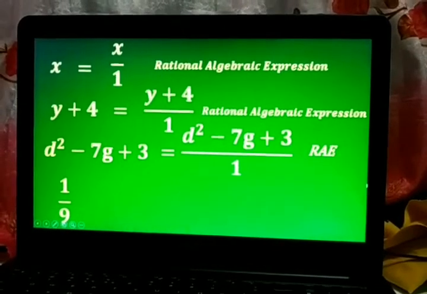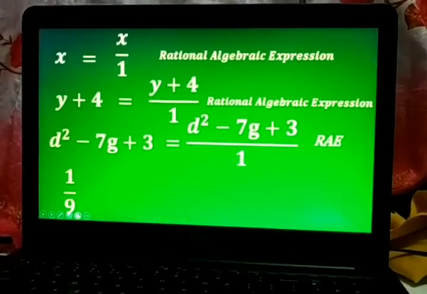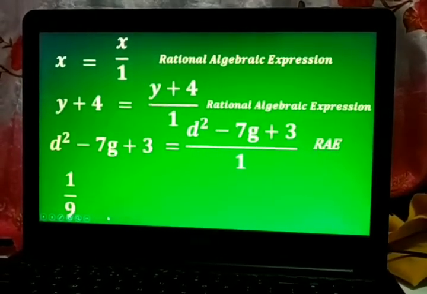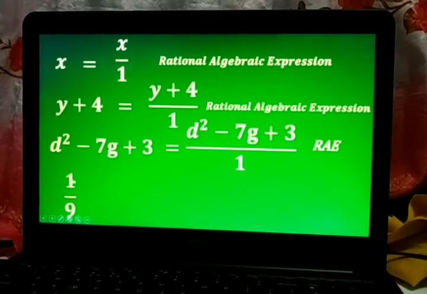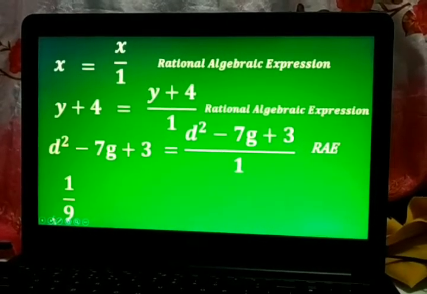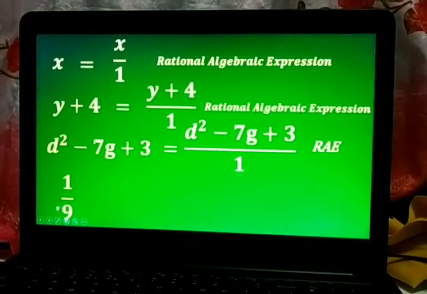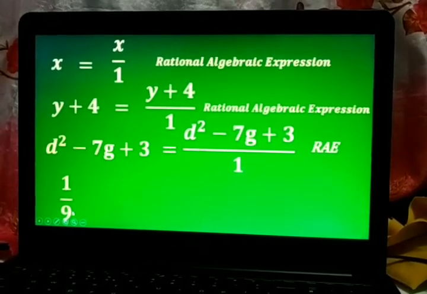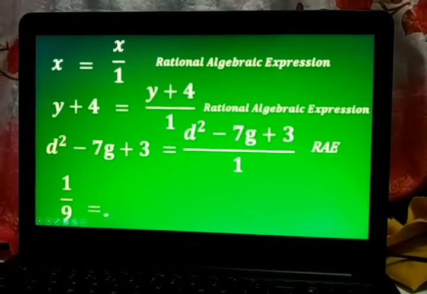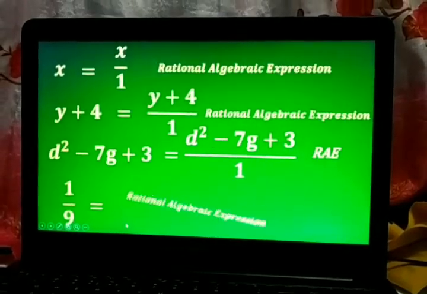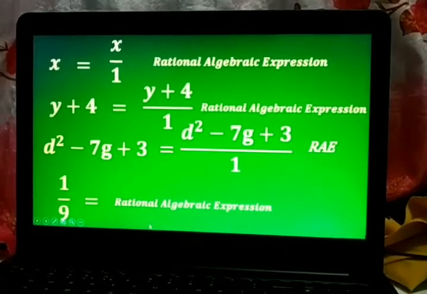How about this one? 1 over 9. Is this in ratio form? Take a look at that. 1 is your numerator and 9 is the denominator. So it is in ratio form. Is 9 not equal to 0? Yes. And so 1 over 9 is a rational algebraic expression.